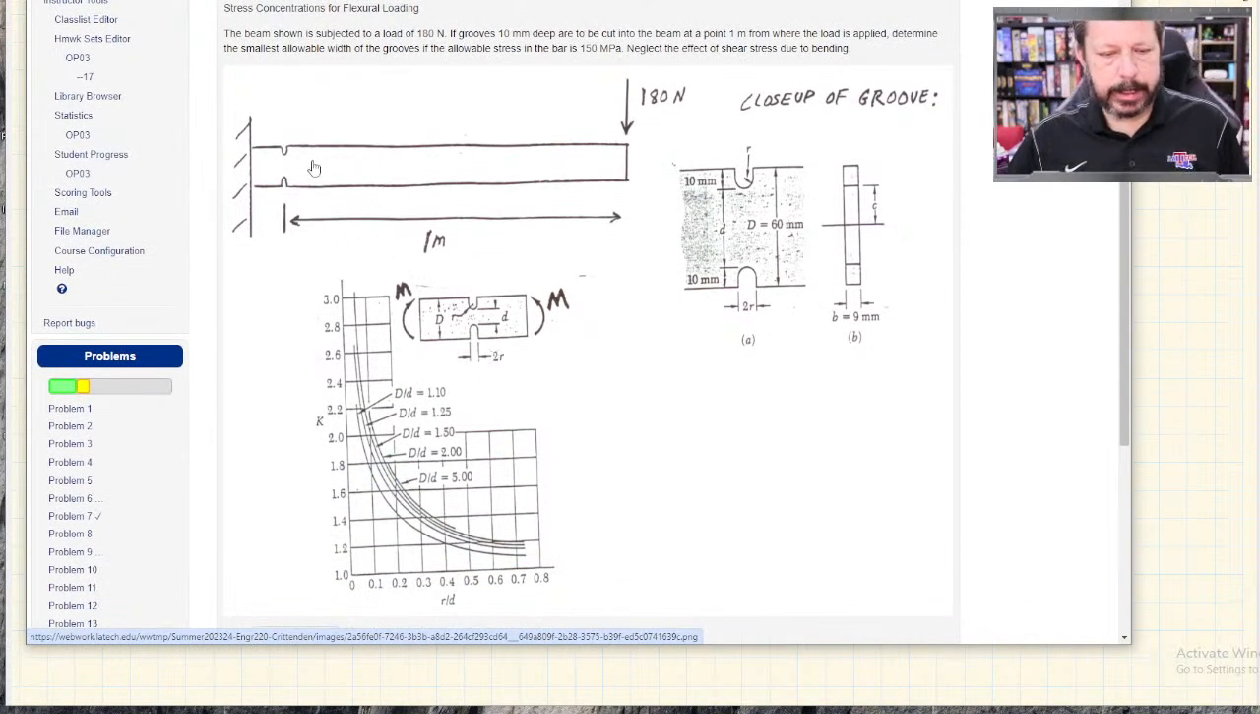Okay, so this one is a bar with a notch in it. They give us the little graph. It's a lot tighter between the different lines on our graph, but let's work on this one.